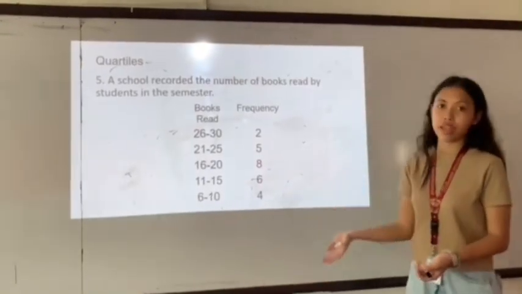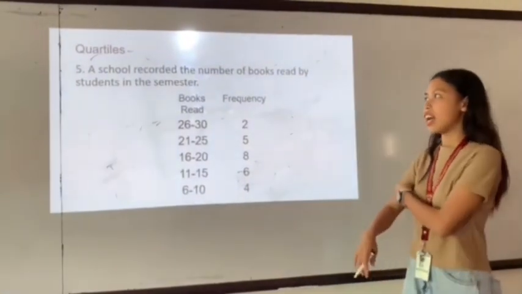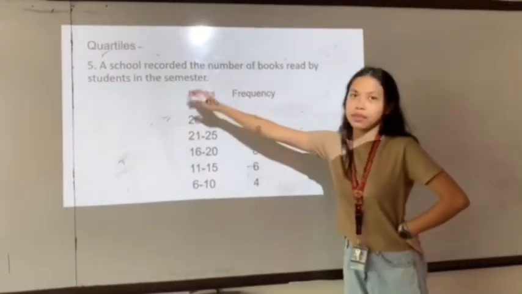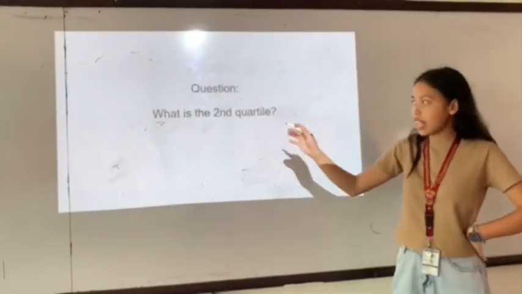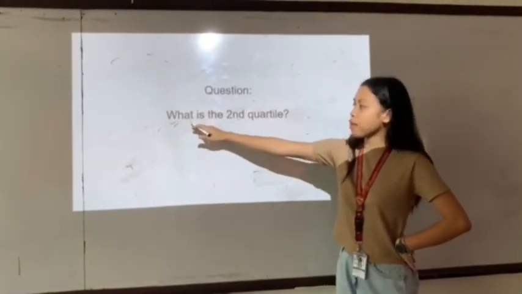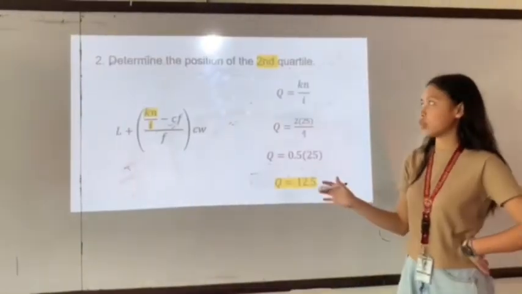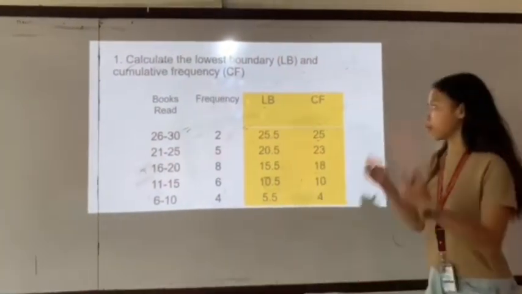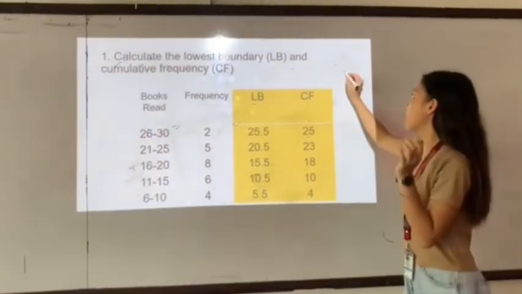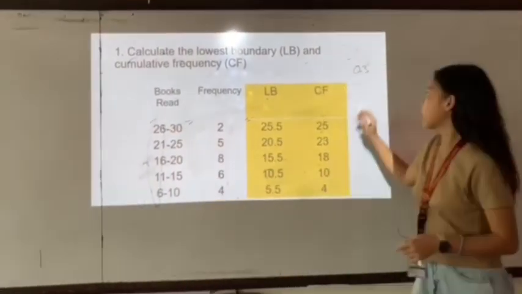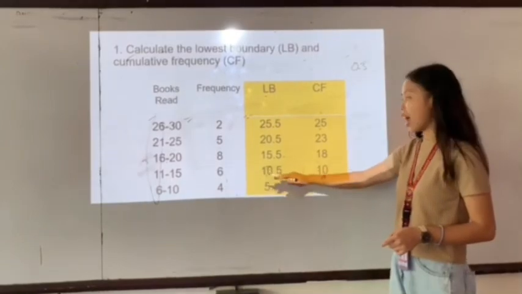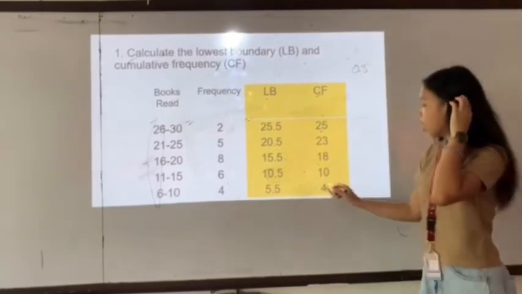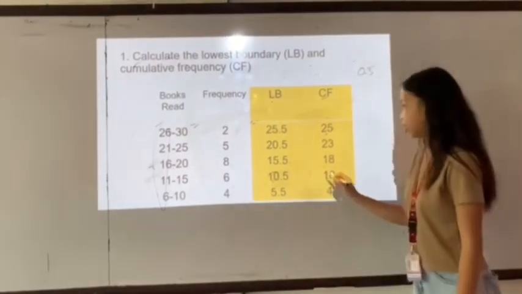Now, for the last problem for the quartiles and for the last problem for the grouped data: a school recorded the number of books read by students in a semester. So, here is the given data. Next is, again, to know the problem. The problem is, what is the second quartile? First, we should calculate the lower boundary and the cumulative frequency. To get the LB, you should deduct 0.5 again from these numbers, which gives us 5.5, 10.5, 15.5, 20.5, and 25.5. Then to get the cumulative frequency, copy the lowest row, 4, then add.